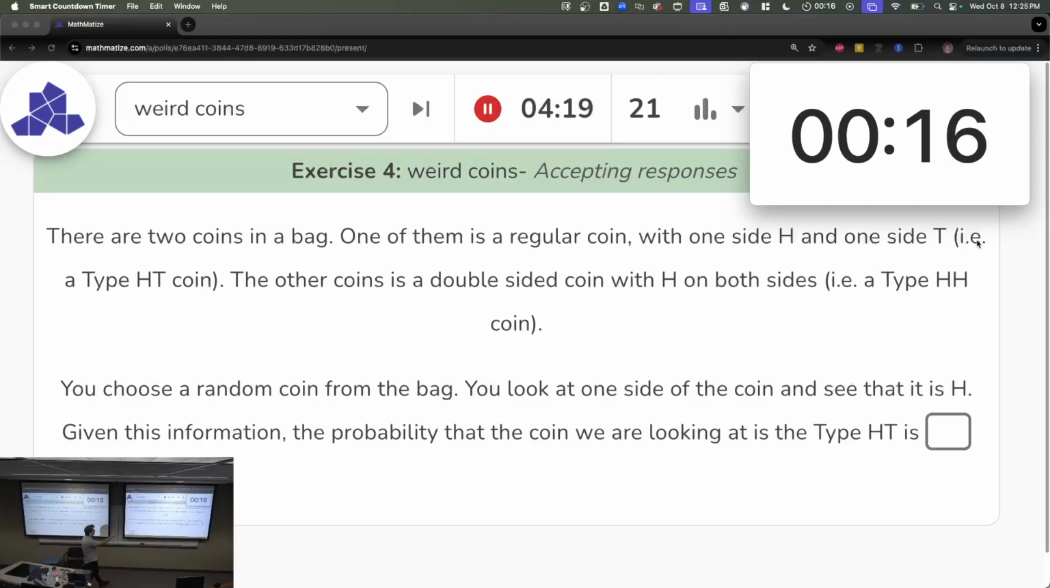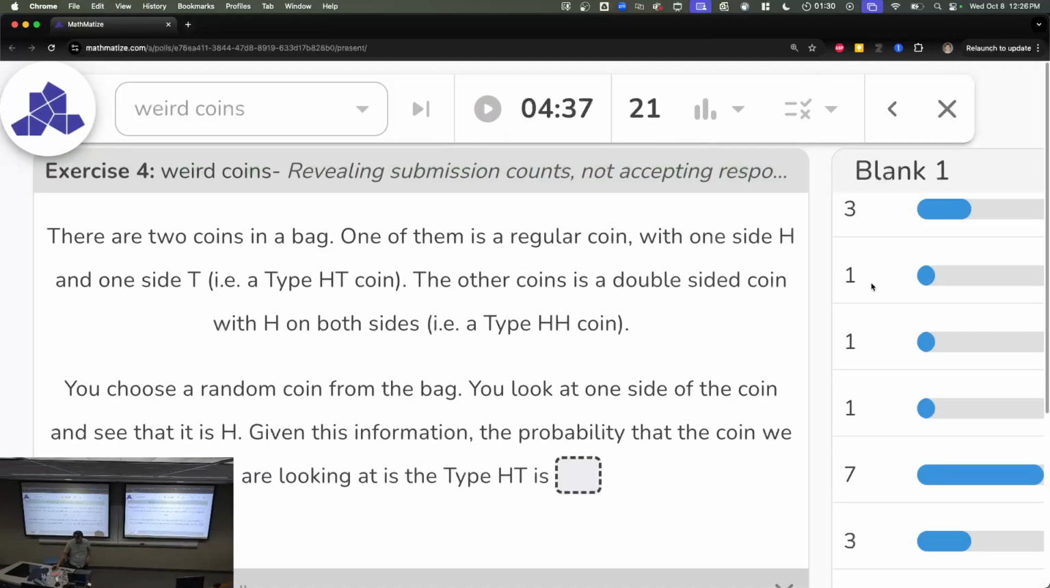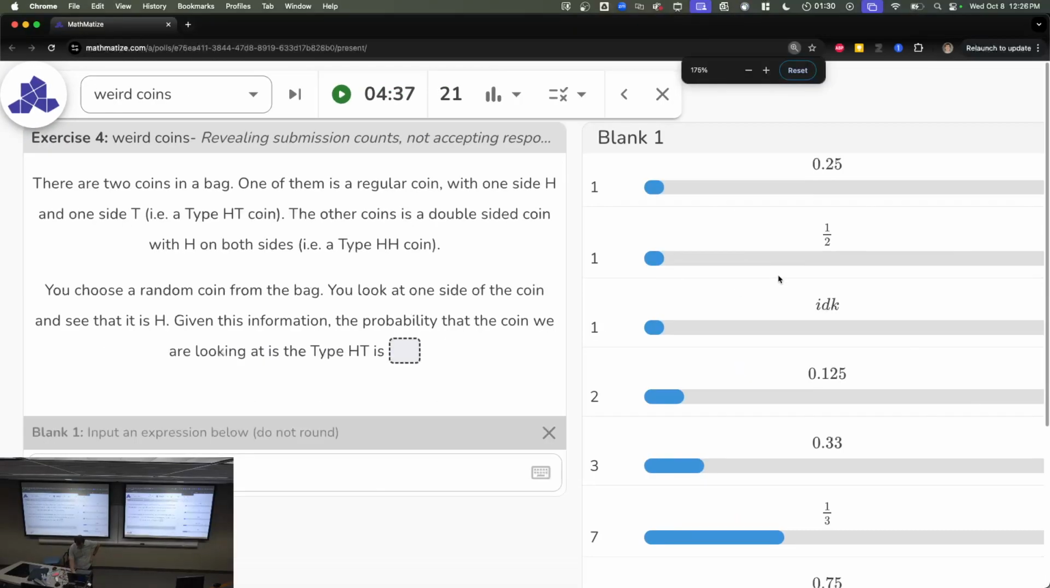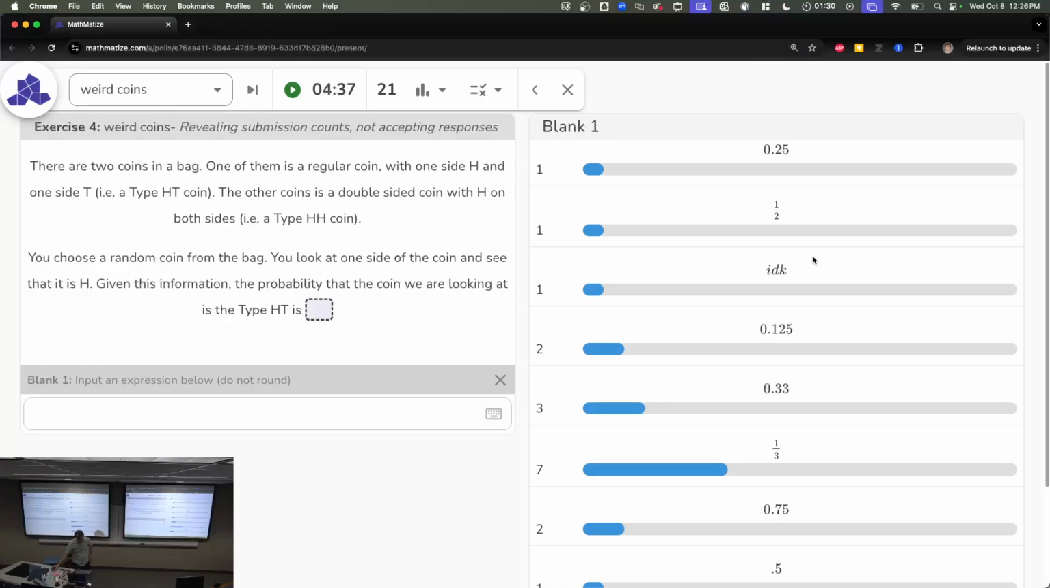All right, just a few seconds left. Get in your guess on what you think it will be. Okay, let's see what people said. And I guess, is the timer still running? No, okay, good. Okay, out of 21 people, lots of different votes.